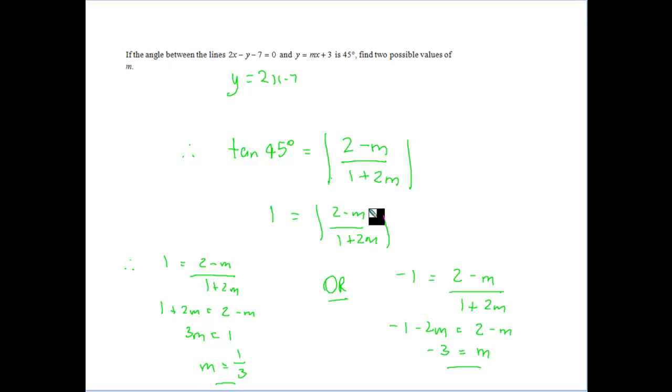Whatever's inside the absolute value sign's either got to be equal to 1, or it's got to be equal to minus 1. If all that inside is equal to minus 1, the absolute value of minus 1 would be 1. So that's why we set up our two equations and then start to solve those. So we multiply by the 1 plus 2m, and we get m is equal to a third, solving that equation. And multiply by the 1 plus 2m here, we get the minus 1 minus 2m on the left side, and then solve that to get m is equal to minus 3.